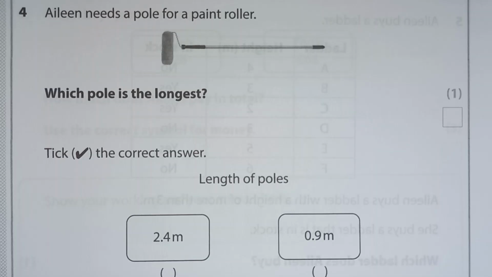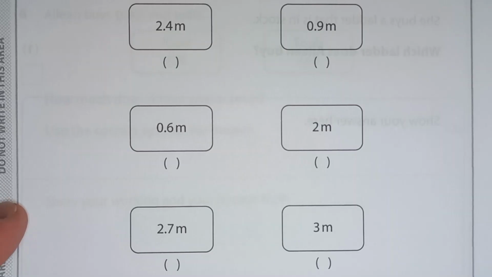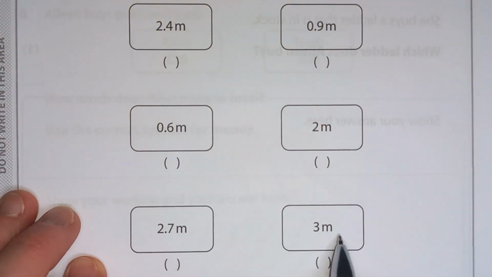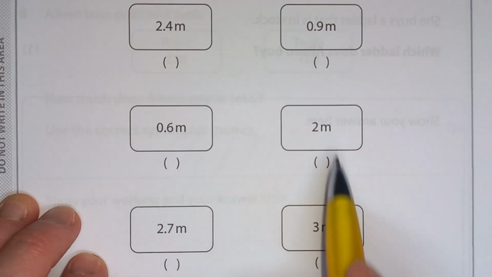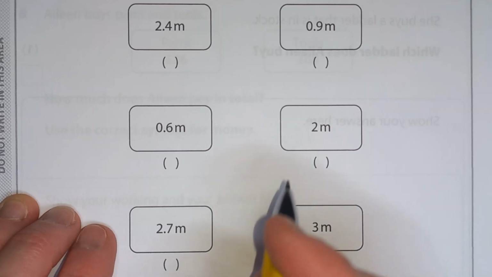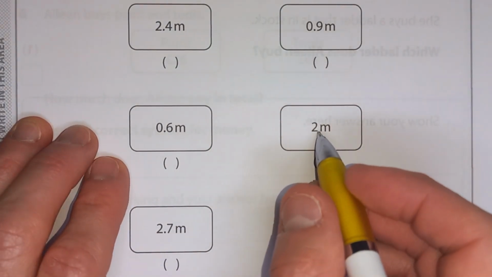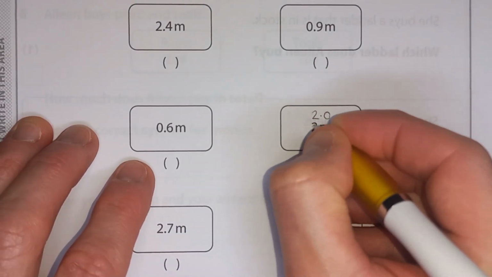Question 4. Aileen needs a pole for a paint roller. Which pole is the longest? So we want the biggest number this time. We've got 6 to choose from again. They're all in meters, but some of them have got decimal points and some haven't. These ones haven't. Okay, now what we can do to make them look the same, basically 2 meters, we can think of that as being the same as 2.0 meters.